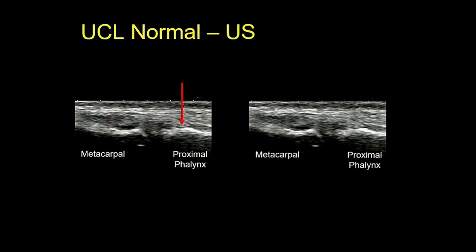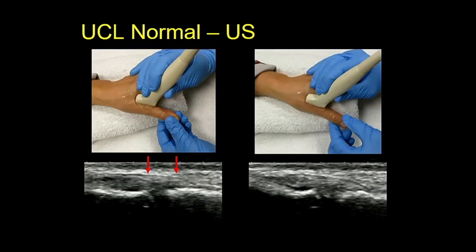I'm just tracing it there by the arrow. Again, it spans the metacarpal to the proximal phalanx. And the adductor aponeurosis is a very thin, almost imperceptible, usually hypoechoic, or it should be hypoechoic structure, just right on top. In the normal situation, it's sometimes hard to see. But there are some maneuvers that we can do.